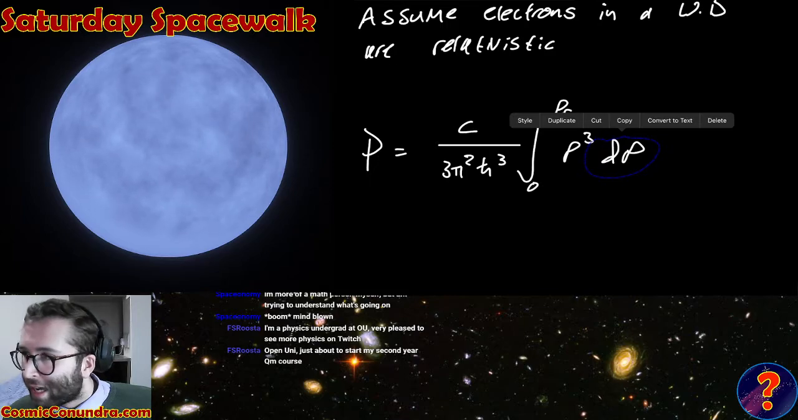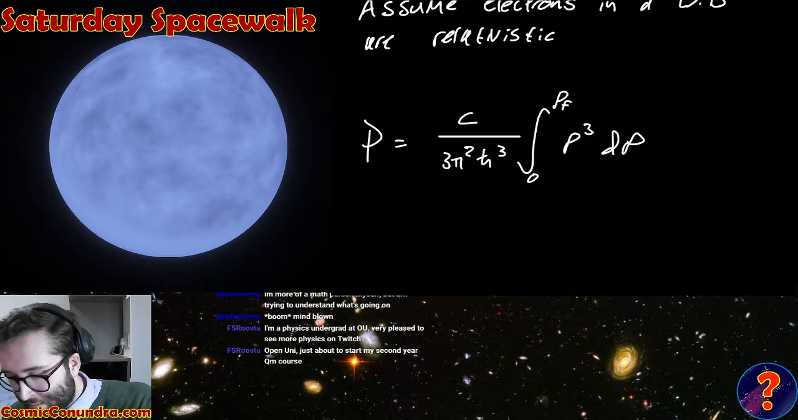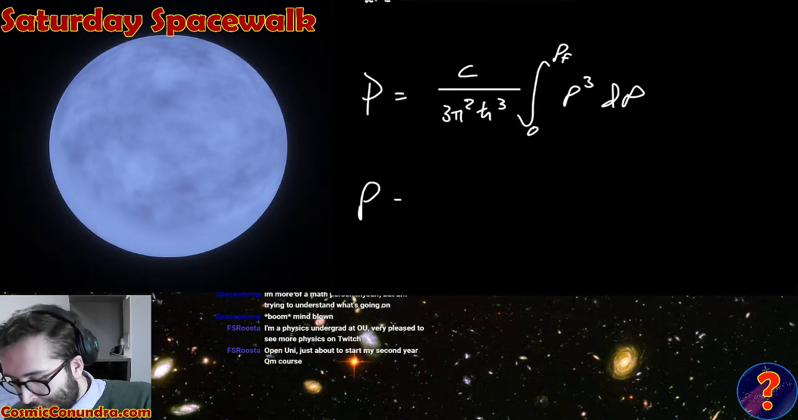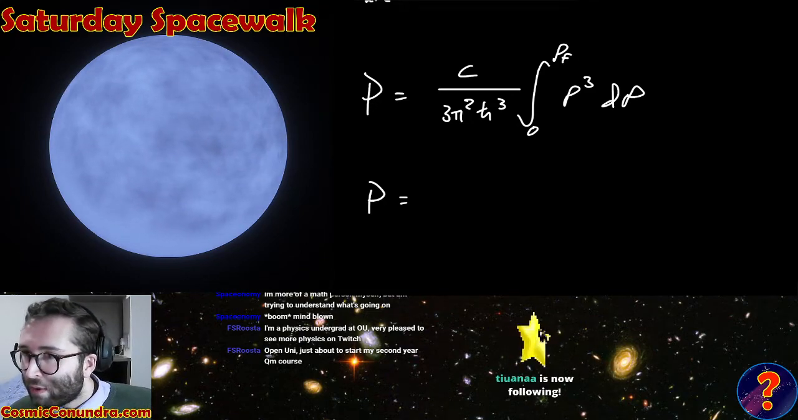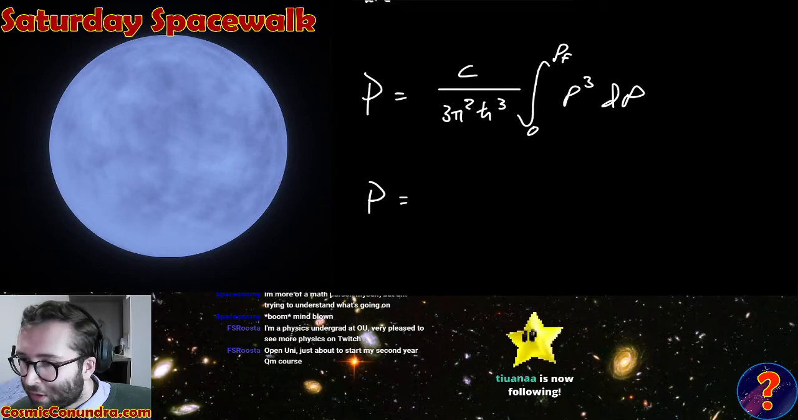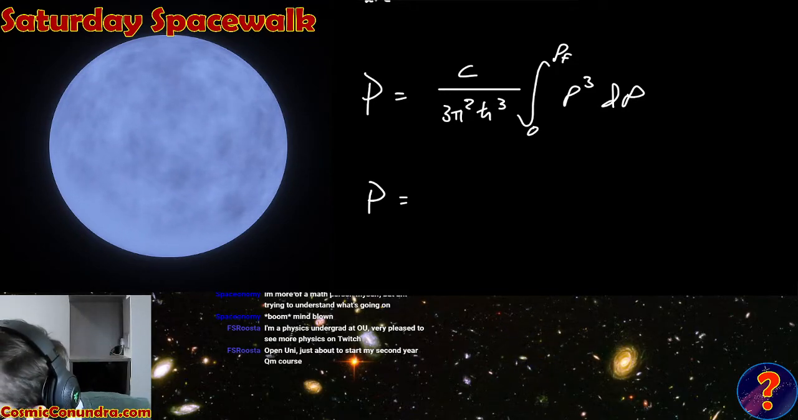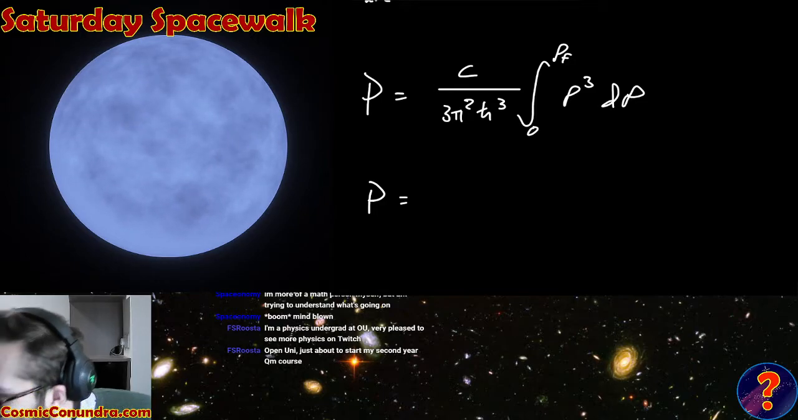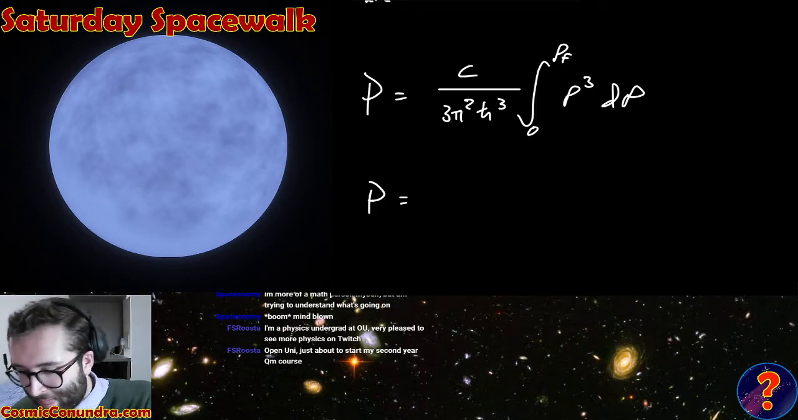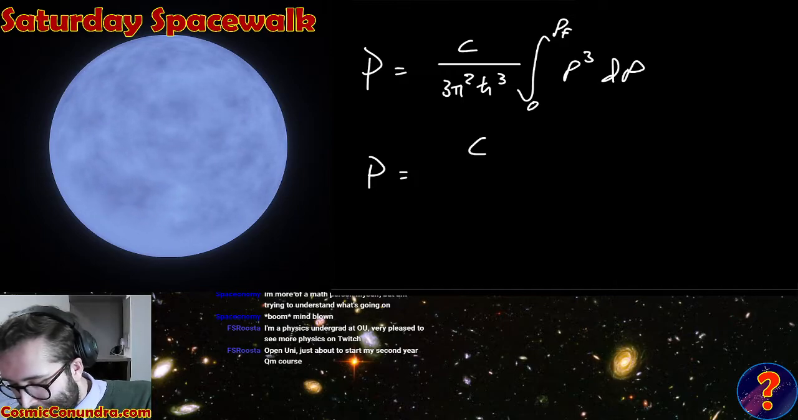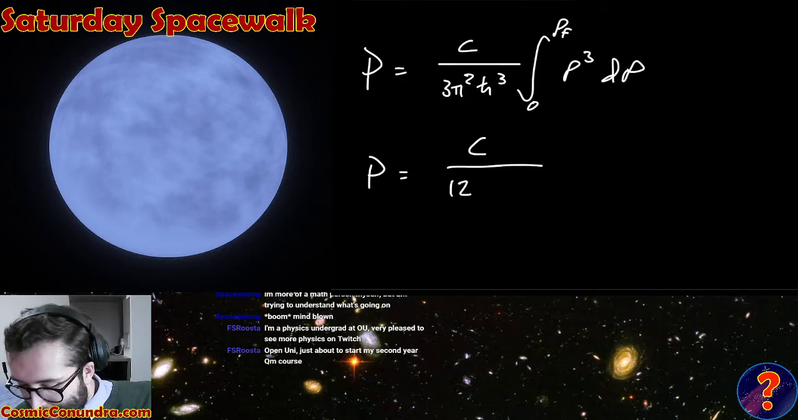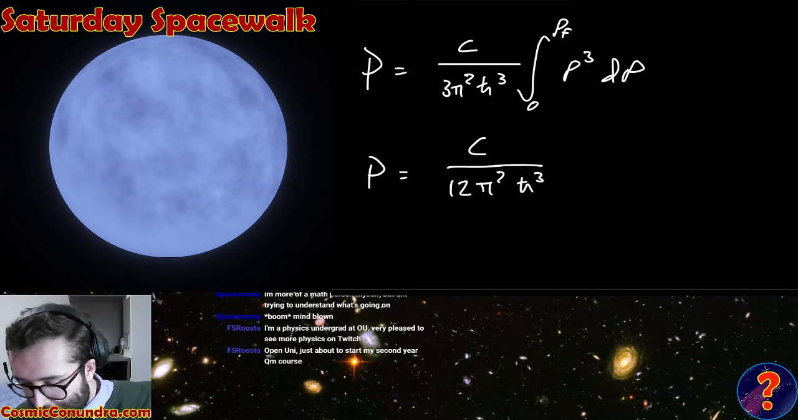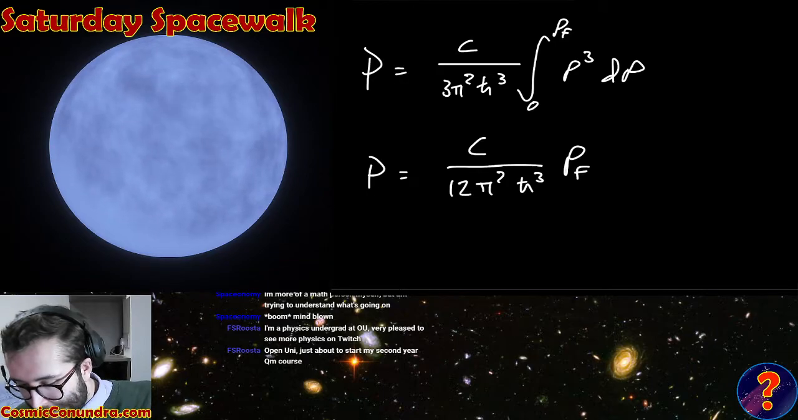And this is something we can do straightforwardly. If you do this integral, you raise the power by 1 to the 4th, and then you put the quarter at the front. Oh, thank you for the follow, Tiuanda. So if we do that, we get C, and an extra factor of a quarter out the front. So we get a 12 pi squared h bar cubed times the Fermi momentum to the 4th.